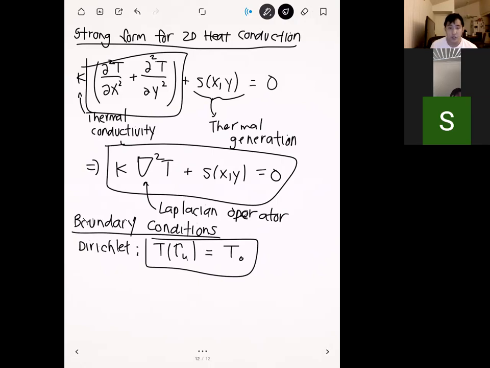The definition of this is still the same, and the way we actually apply it to the global system is going to be the same as well. Just like we saw in 1D, we're going to zero out the row, put 1 on the diagonal, and then put the Dirichlet value on the right hand side.